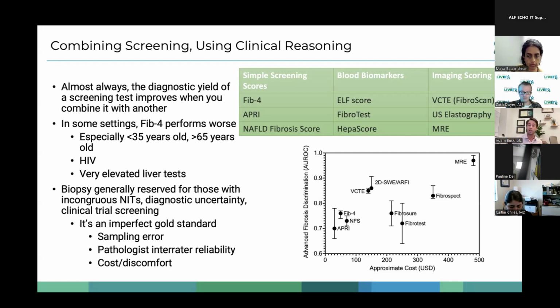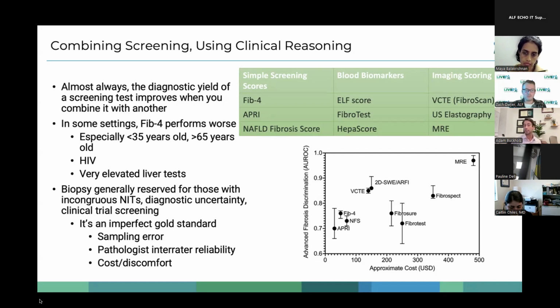People with HIV can have falsely elevated FIB4 tests, and those, as I mentioned, with very elevated liver tests, the accuracy decreases. Generally, we're able to reserve biopsy for people who don't have agreement between their NITs, or if there's still diagnostic uncertainty, whether this is truly due to fatty liver or rather autoimmune hepatitis or some other condition, or if they're screening for a clinical trial.